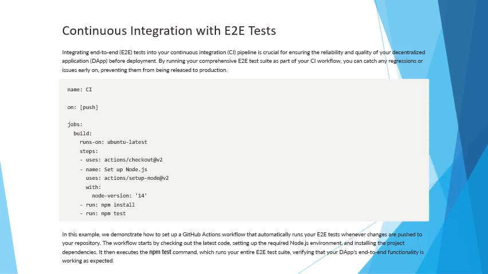Integrating E2E tests into the continuous integration pipeline is crucial for ensuring the reliability and quality of the decentralized application before deployment. By running the comprehensive E2E test suite as part of your CI workflow, you can catch any regressions or issues early on, preventing them from being released to production. In this example, we demonstrate how to set up a GitHub Actions workflow that automatically runs your E2E tests whenever changes are pushed to your repository.